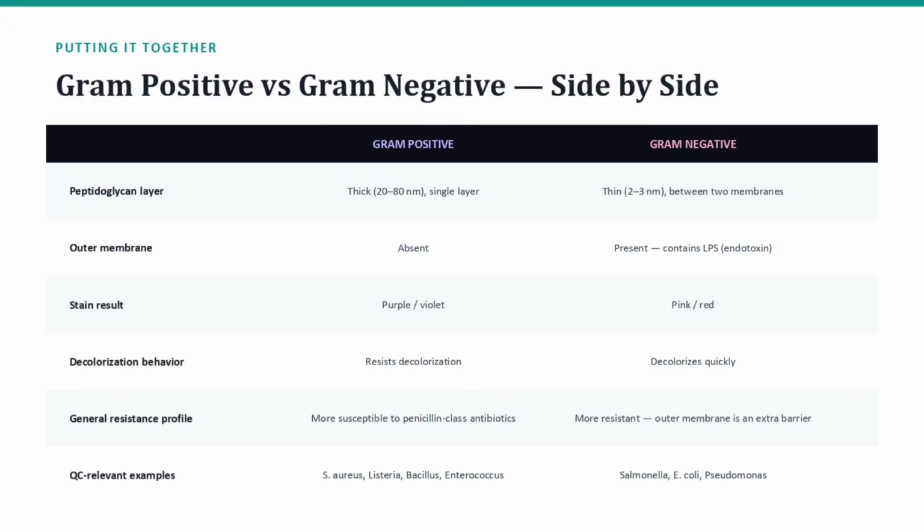Decolorization behavior: gram-positive resists decolorization. Gram-negative decolorizes quickly, which is the entire basis of the test. General resistance profile: gram-positive organisms are generally more susceptible to penicillin-class antibiotics. Gram-negative organisms are generally more resistant, because that outer membrane acts as an extra barrier. And QC-relevant examples: Staphylococcus aureus, Listeria, Bacillus, and Enterococcus on the gram-positive side. Salmonella, E. coli, and Pseudomonas on the gram-negative side. Keep this table in your head. Every organism we name for the rest of this level fits into one of these two columns.